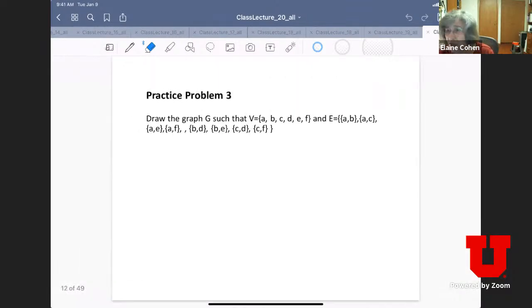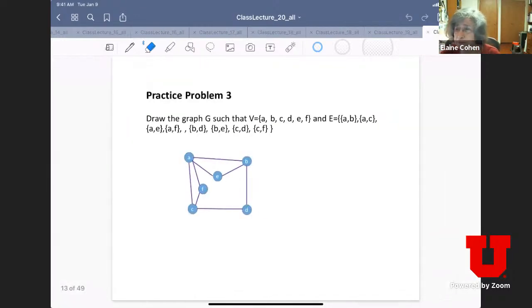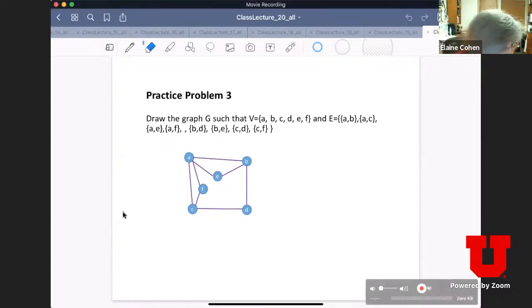Whoops. Okay, let's draw our graph. There's the graph. Okay. Did everybody draw that one? Good. Let me get my questions up here.